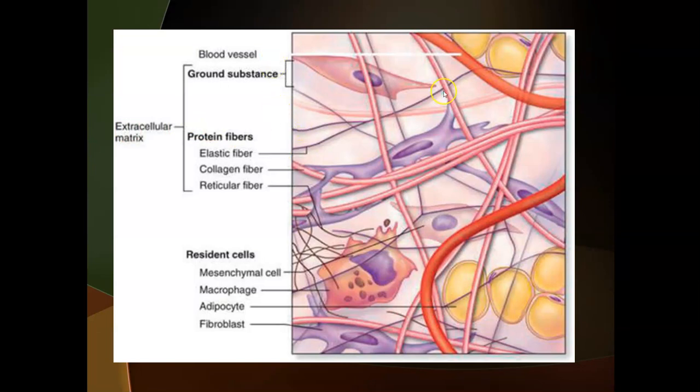So we see here in this diagram of connective tissue, we have a blood vessel running through here. We can see there's a mesenchymal cell here, a macrophage, part of the immune system, an adipocyte that stores fat, and then a fibroblast, which we'll get to later. This one makes fibers. What's in this diagram as well are the different types of fibers that we can find in connective tissue. We have an elastic fiber, which speaks for itself as to what property it gives the tissue. We have the collagen fiber, of course very tough, and we have a reticular fiber, which we'll be talking about in a minute.